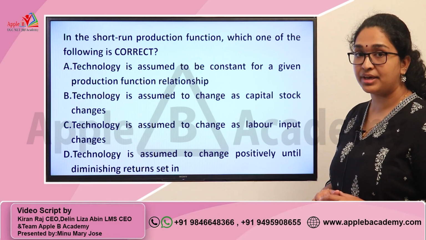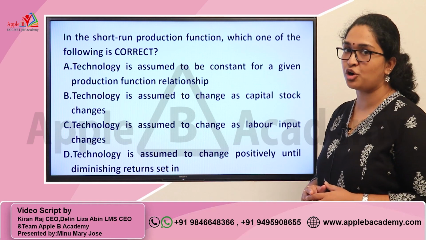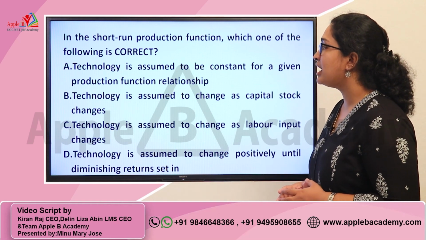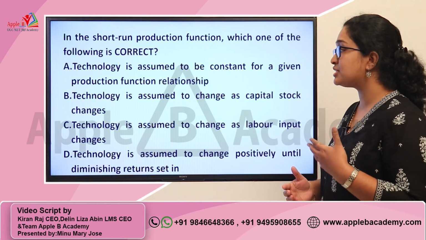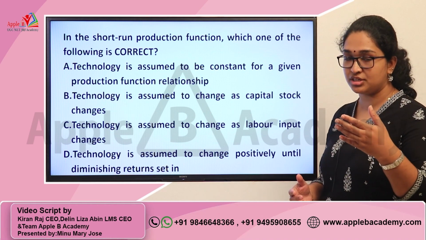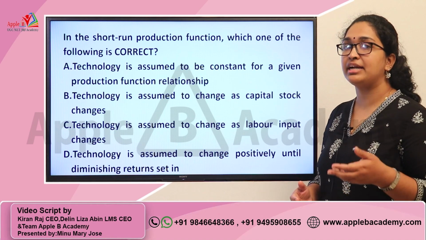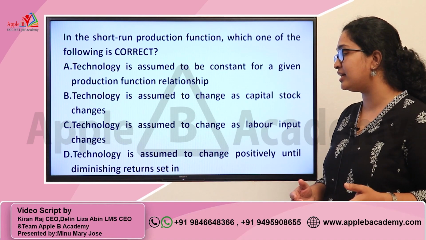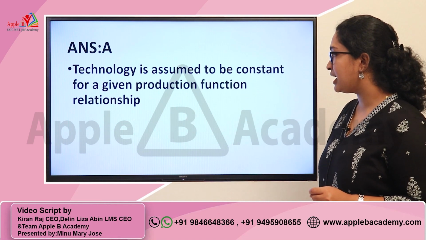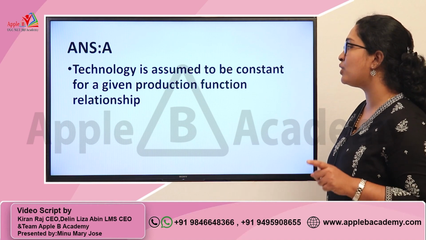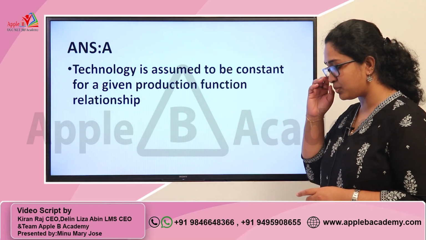Then we have a microeconomic question here. In the short run production function, which one of the following is correct? A short run production function. The options given are: technology is assumed to be constant for a given production function relationship. Technology is assumed to change as capital stock changes. Technology is assumed to change as labor input changes. Technology is assumed to change positively under diminishing returns set in. And the correct answer would be option A, that is, technology is assumed to be constant for a given production function relationship, since it is a short run production function. The answer is option A.